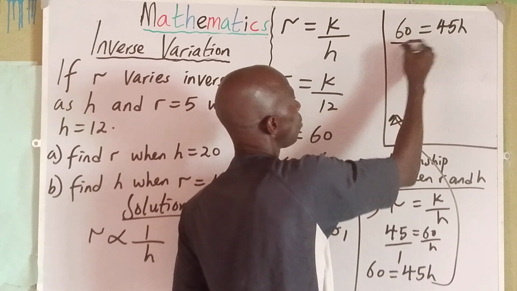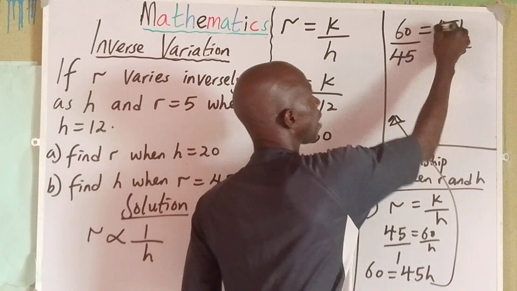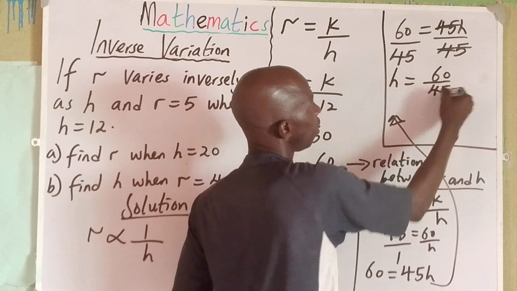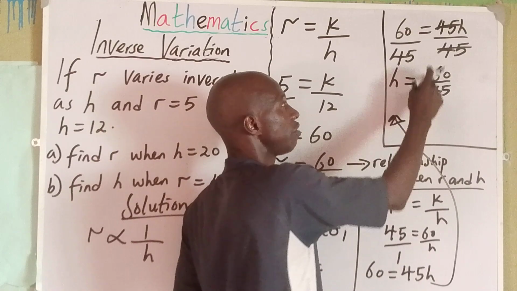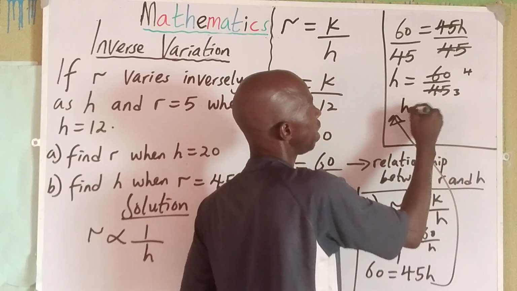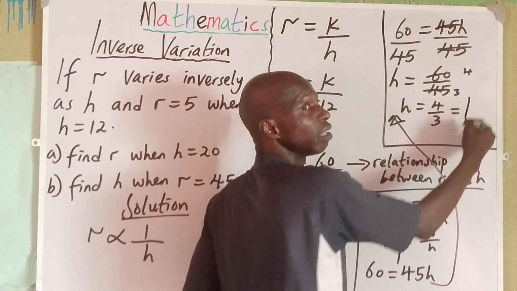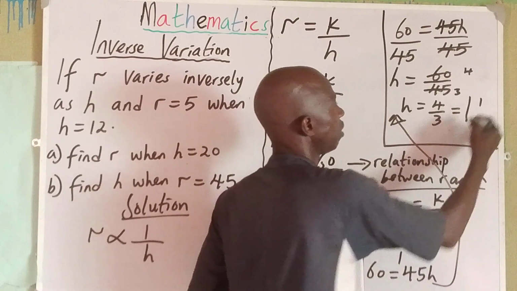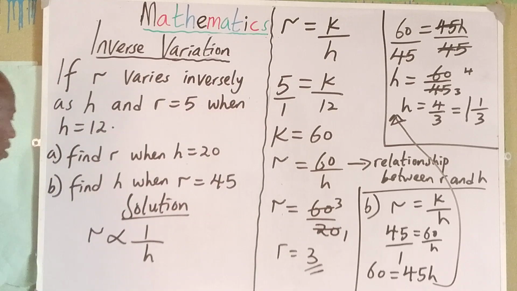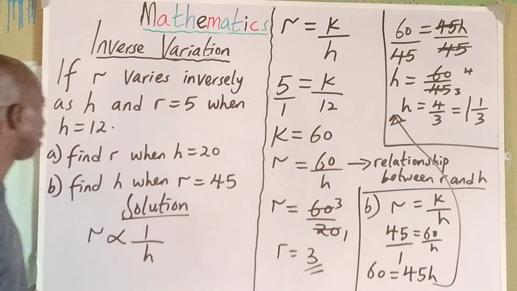To get h, I'll divide both sides by 45. 45 cancels 45, right? Then my h equals 60 over 45. Recall that 15 can go here 3, 15 can go here 4. So I have h equals 4 over 3, which is equal to how many 3 going with 4? 1. Remember 1 over 3. So looking at that, my h is 1 and 1 over 3, which is settled.